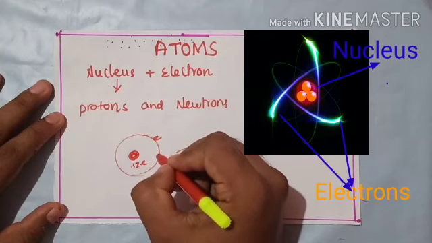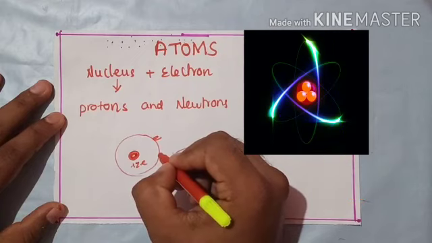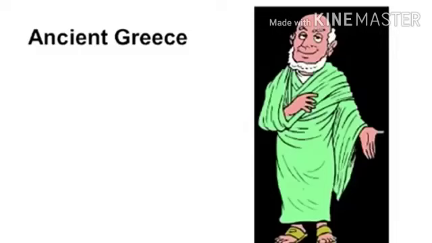In order to study this, you have to know the history of the atom. The history of the atom originates from the Greek. So in ancient Greece, there was a debate about the nature of matter. Matter is nothing but anything which has mass and occupies space.